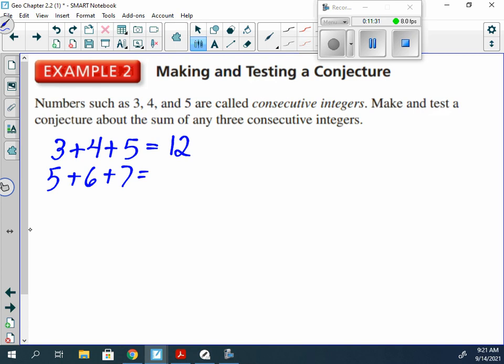Well, 5 plus 6 is? Plus 7 is? 18. We seen anything yet? Kind of not really. So 7, 8, 9 would work. 8 plus 9 is 17, plus 7 is 24. So I'm just adding those 3 together.